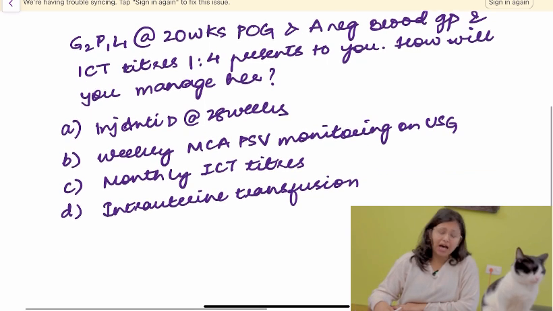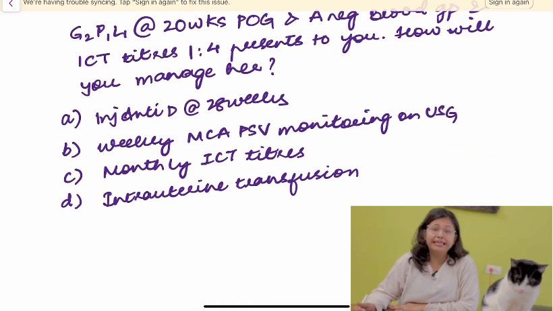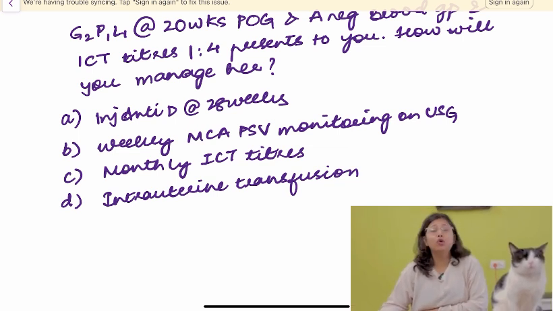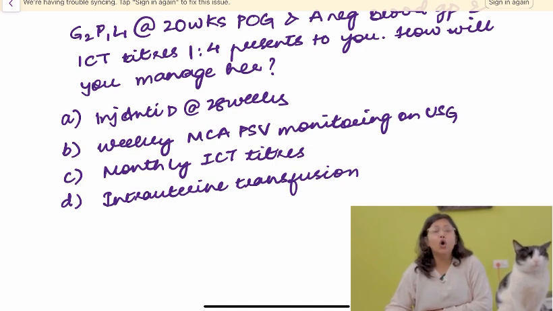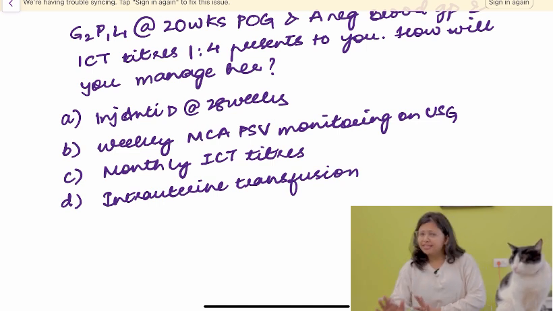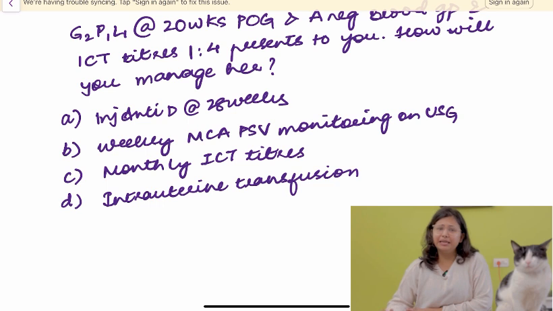And the options are: you will give her an injection anti-D at 28 weeks. You will do a weekly MCA PSV monitoring on ultrasound. You will do monthly ICT titers, or you will go for an intrauterine transfusion. So just keep your answers in your head. We are going to come back to this in a bit. So let's dive right into this, and hopefully by the end of the session, you will be able to solve not just this question, but any question in RH that is thrown at you.